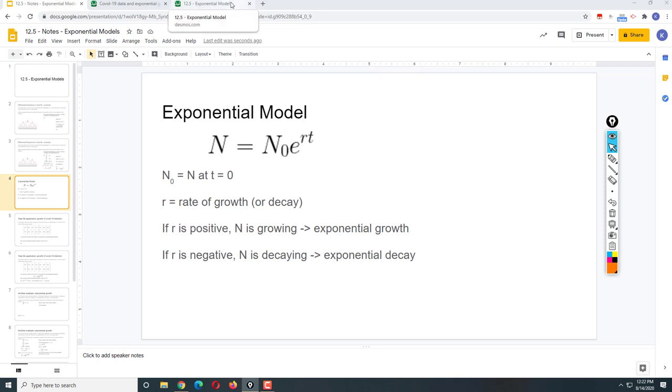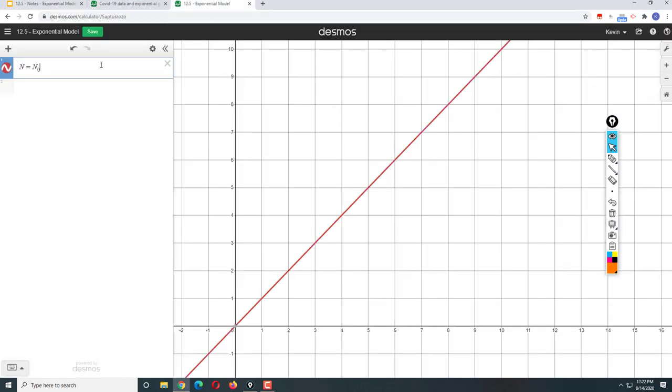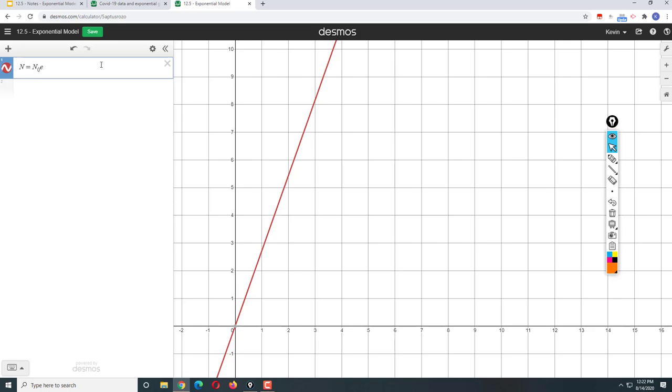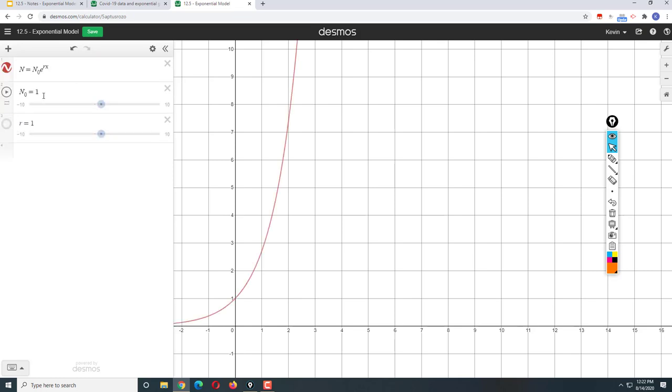Let's plug this into Desmos to see what it looks like. N equals n naught times e to the rt. I'm going to use x because Desmos is using x. N naught is just our start number. So our start number we can find right here on this line when t equals 0. When n naught increases, the start number increases. When n naught decreases, the start number decreases.